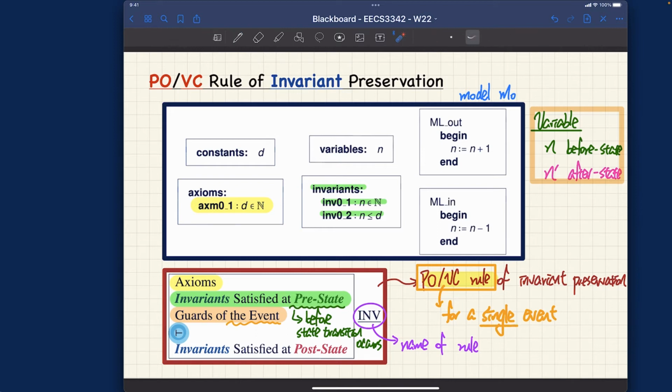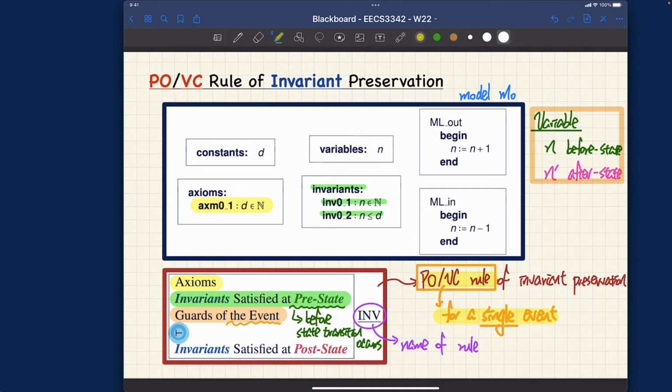Meaning that the same proof obligation rule should be somehow instantiated, one for ML out and one for ML in. I'll talk specifically about systematic generation of the proof obligation rule, but at least you should know that the same invariant preservation rule should be applied to each of the events separately. At the moment, I only got 2 events in my model, so that means it will be instantiated twice. But later on, if I got more than, let's say, 10 events in the system model, the same rule should be instantiated 10 times accordingly. So that should be for a single event. It's so important for you to know this part.